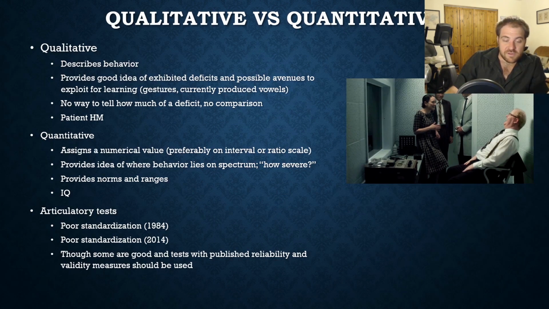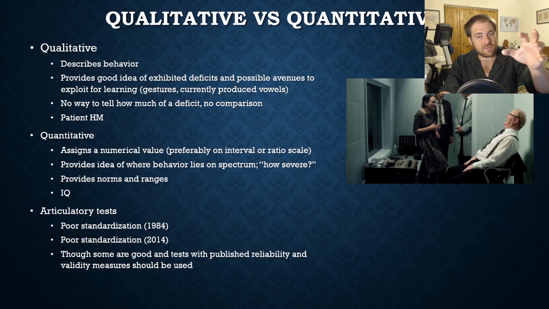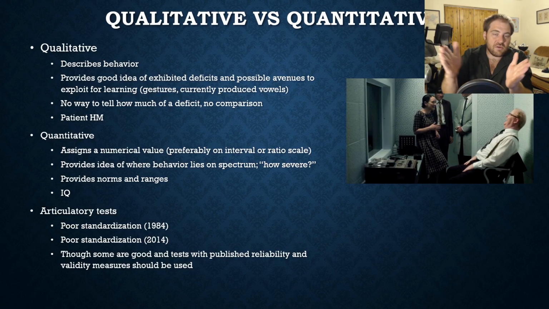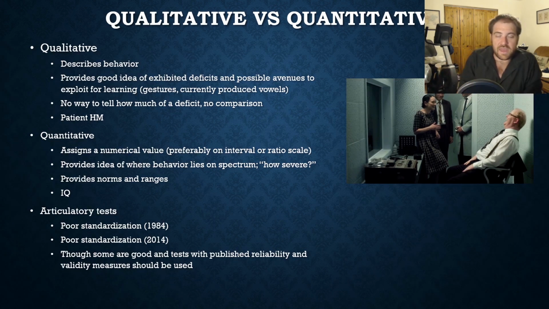There are some good tests right now that have published reliability and validity measures, and so those can actually be used. You can find information about those on ASHA, and as every year goes by, more and more tests with good, valid measures come out. So we can start to rely a little bit more on quantitative data, though I would assume that there's always going to be room for qualitative data too. It gives kind of a context for the quantitative data.